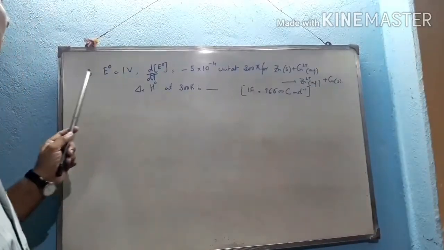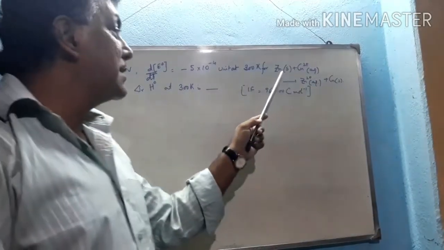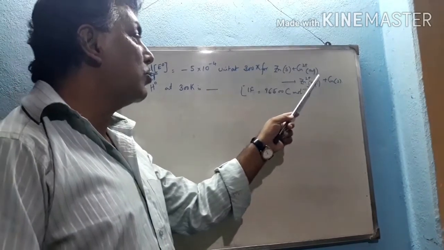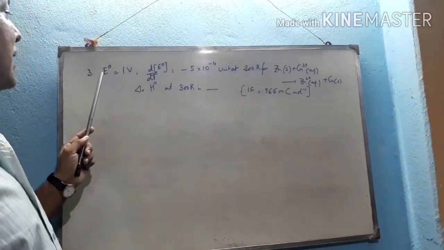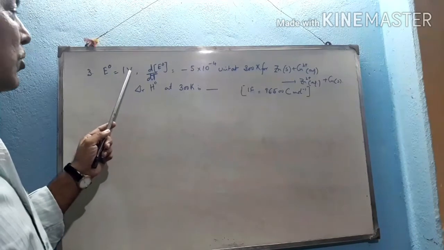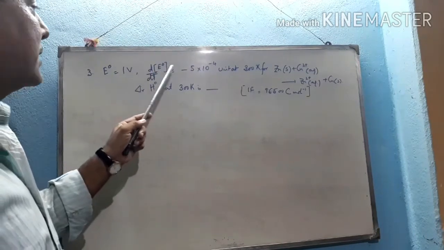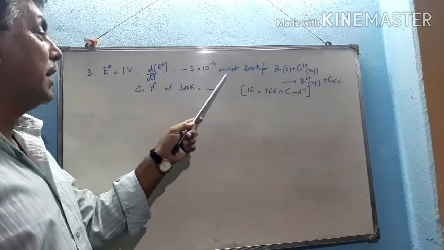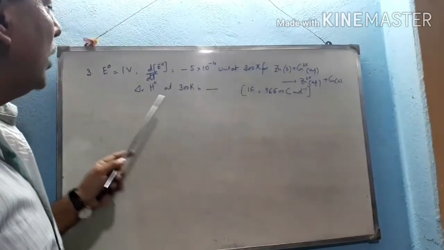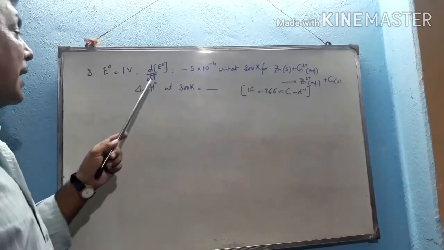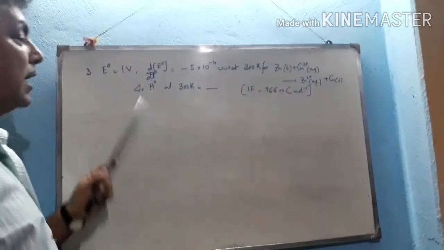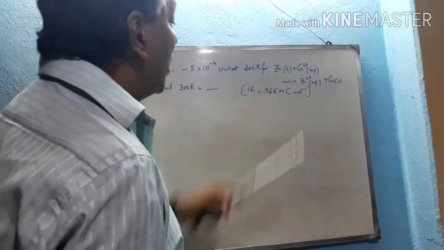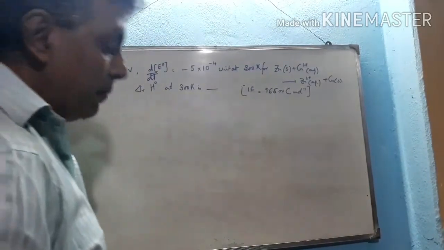Question number 3. You are given this particular cell: Zn solid, Zn2+ aqueous, Cu2+ aqueous, Cu solid. For this cell, E0 is given as 1 volt. dE0/dT is given as minus 5 into 10 to the minus 4 volt per kelvin at 300 Kelvin. We have to calculate the standard enthalpy of reaction at 300 Kelvin, and 1 faraday is equal to 96500 coulomb per mole.